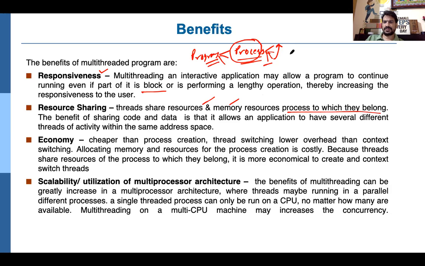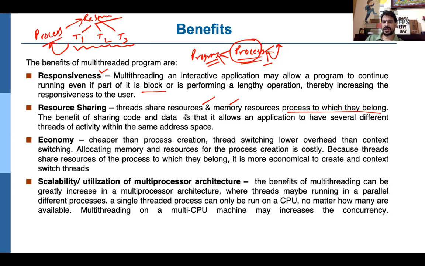So if I say there is a thread 1, a thread 2, and a thread 3, and all these three threads are sharing some resources, we can say that particular resource belongs to one process only, and all these three threads belong to that process only. So multiple threads may be created from the process, and these multiple threads share the resources and memory belonging to the same process.